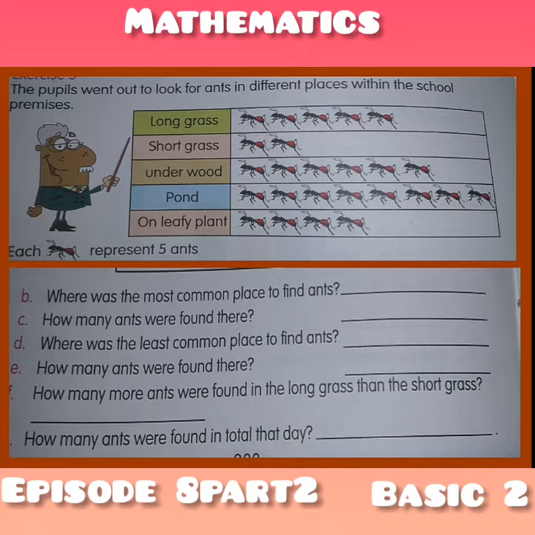Let's look at this question. Where was the most common place to find ants? That's where we found the most ants. And that was at the pond. How many ants were found there? Let's sum what we have at the pond row before we multiply by 5. We had a total of 8 ants at the pond. So we multiply 8 by 5, that's 40. So the most common place was the pond.